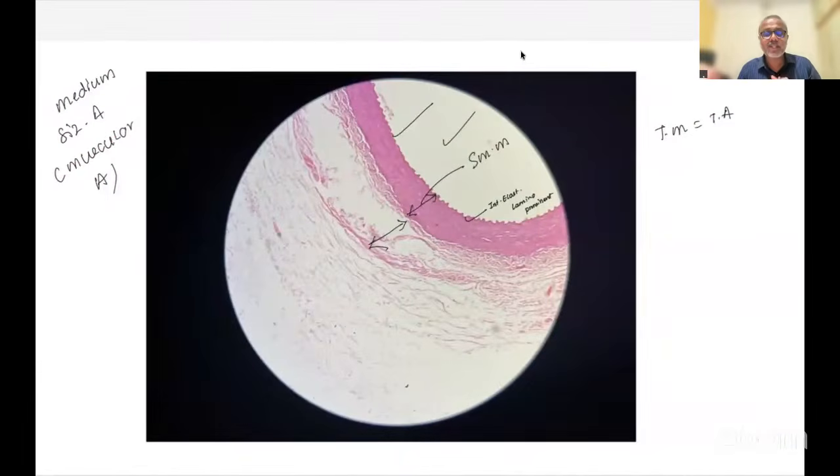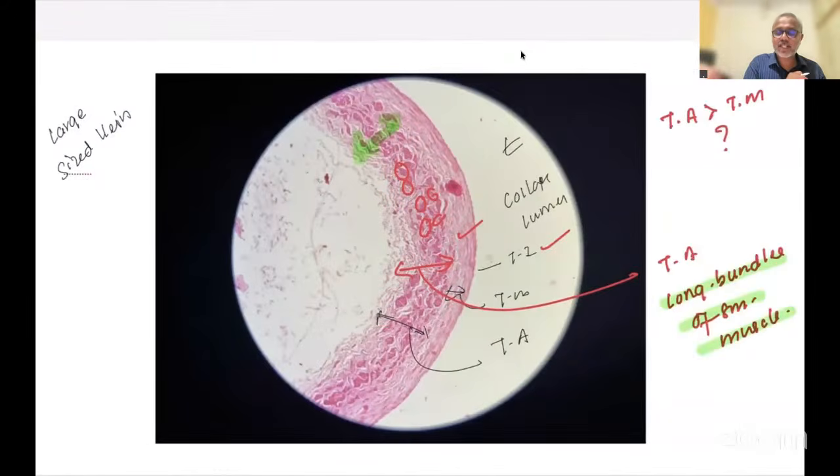The medium-sized artery is identified by the presence of three layers again: tunica intima, tunica media, tunica adventitia. But the tunica media and tunica adventitia are of the same thickness. The tunica media is made up of smooth muscle layers, but more important than anything else, the internal elastic lamina is very prominent.